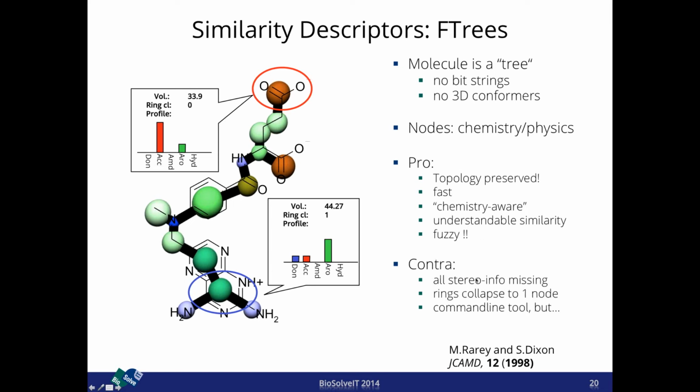I said before the stereo information is missing and the rings collapse to one node. So we lose this information about ortho, meta, para, and the feature trees as such are a command line tool, which is perhaps frightening to certain people, but never mind, there are ways around this, and I'll show you how to use them very easily in a click and go context as well.